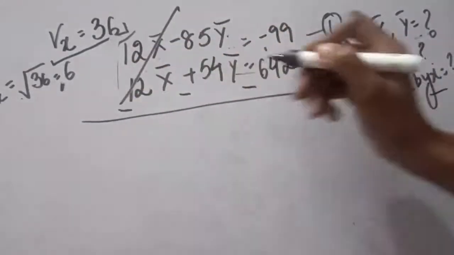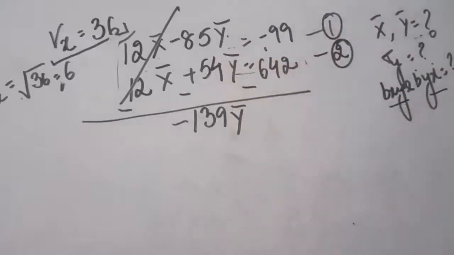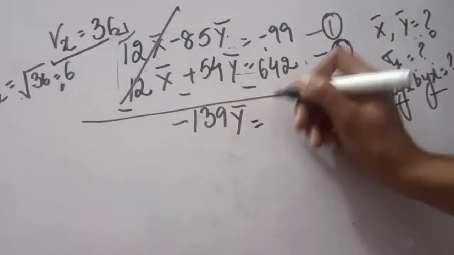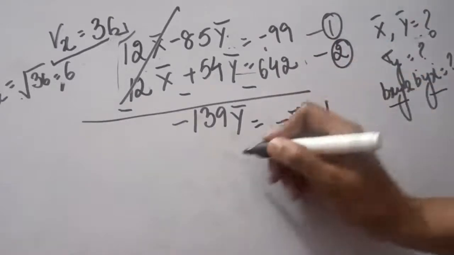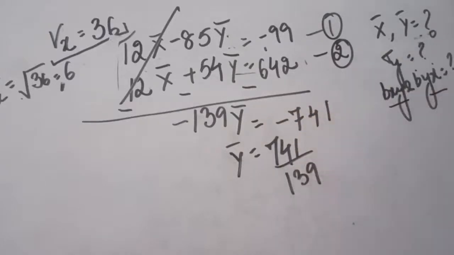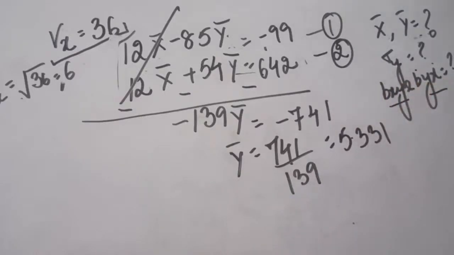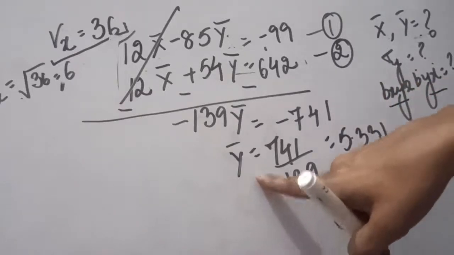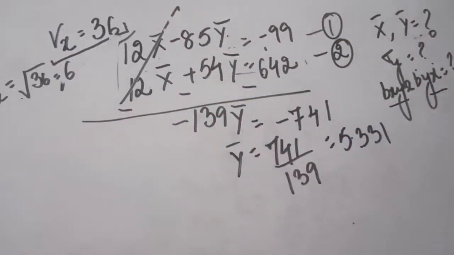The x term will be eliminated, so ultimately it will be 139 y mean equals minus 741. From here I will calculate the mean value of y: 741 divided by 139 comes out to be 5.331. Once I have the y mean value, I can fill this value in any of these equations and easily find the value of x mean.